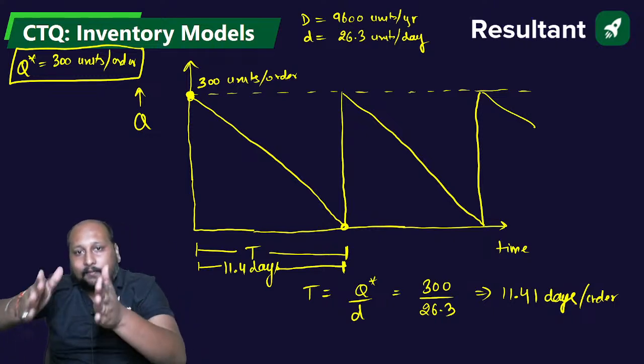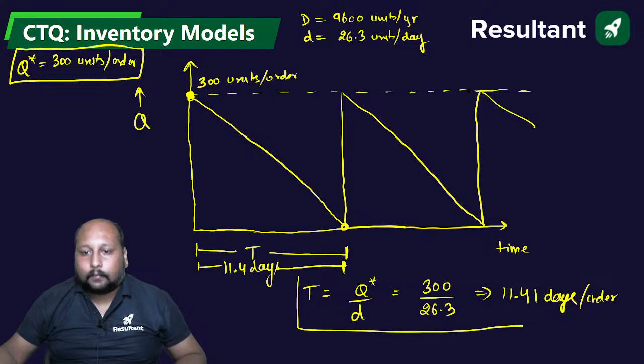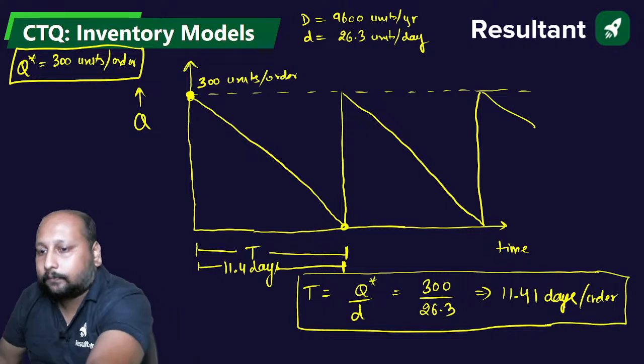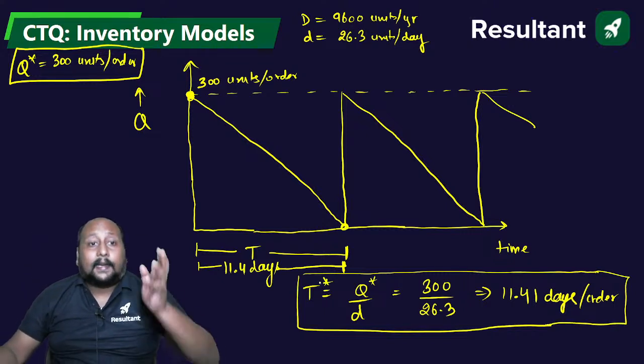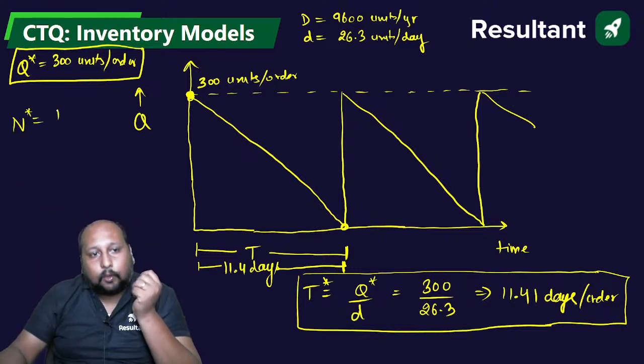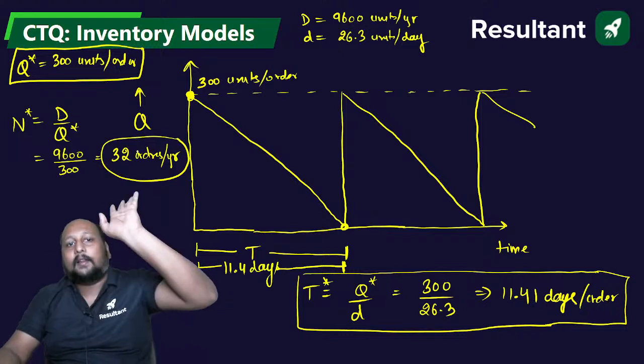That means after every 11.4 days, the order will be repeated. We call it the cycle time, and we can denote this as T star. Suppose I want to calculate the number of orders being placed. Quite easy: that is equal to capital D by Q star. 9600 divided by 300 is 32. 32 orders you have to place in 1 year to fulfill our annual demand.